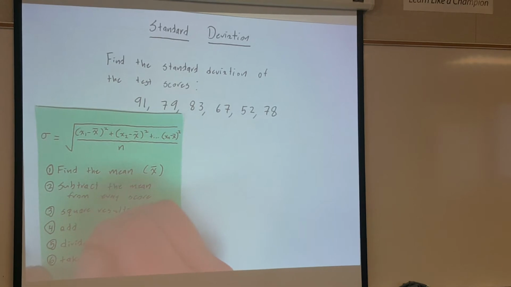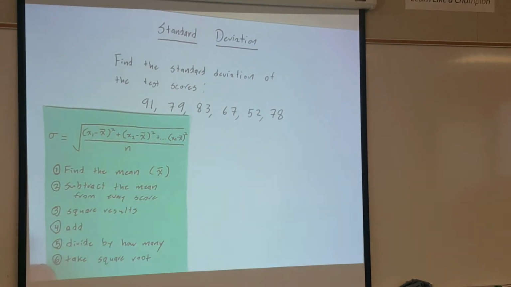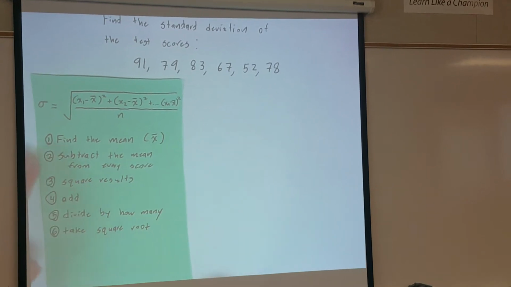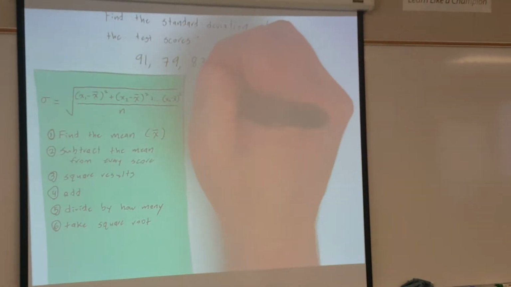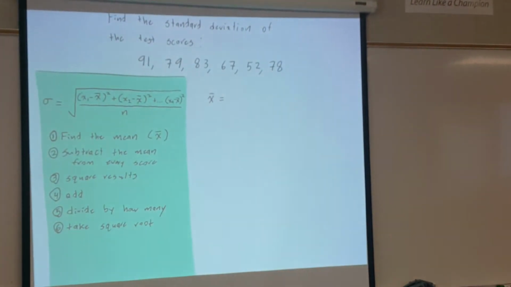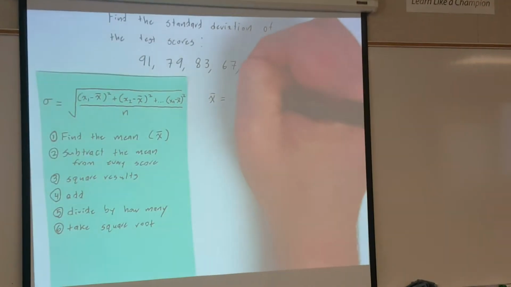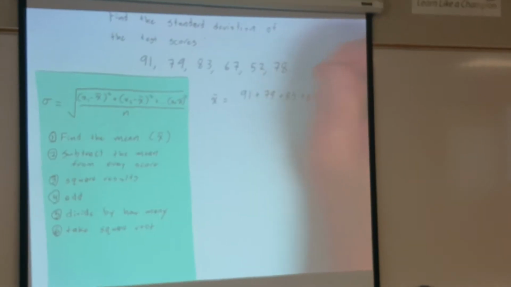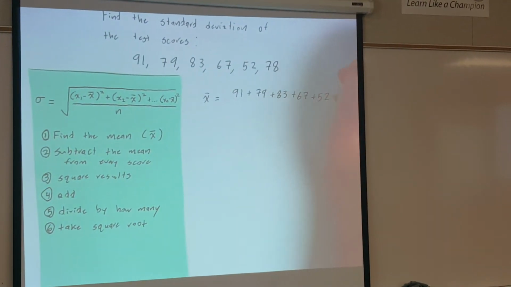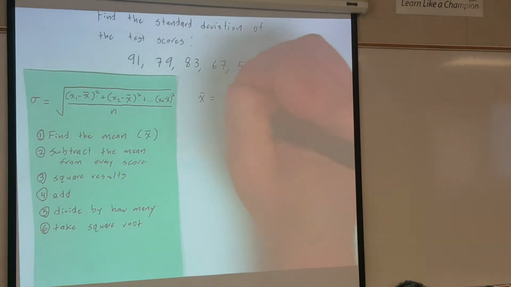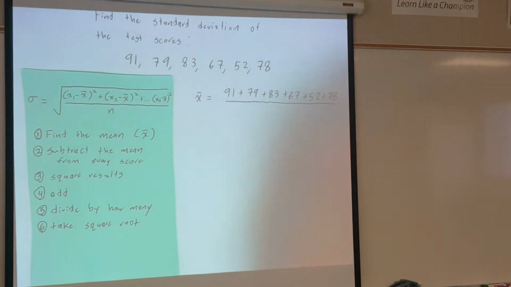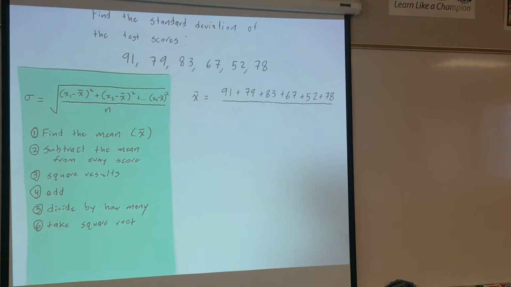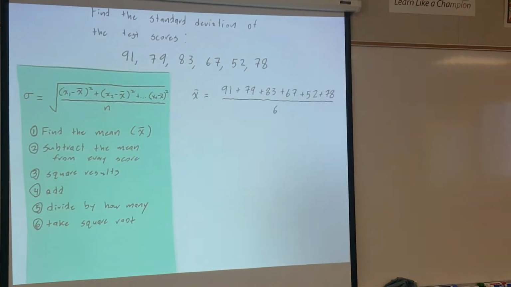Okay, so let's do these 6 steps for the data set that we have. We have some test scores, and the first thing we're going to do is find the mean. To find the mean, remember you're going to take all the scores and add them up, 91 plus 79 plus 83 plus 67 plus 52 plus 78, and then divide by how many scores there were, and there were a total of 1, 2, 3, 4, 5, 6 scores. So we're going to divide by 6.